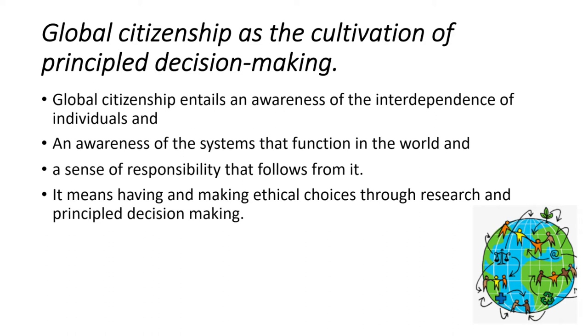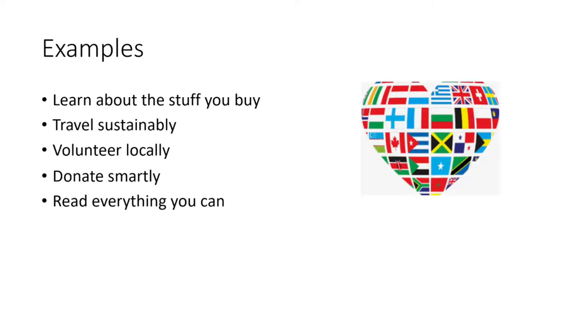By becoming aware of these kinds of systems, the water system, the air system, or the system of businesses or companies that function in the world, we can develop a greater sense of responsibility for these different functions. Global citizenship then means making ethical choices through researching something before you make a purchase or before you commit to helping a group, and making principled decisions.